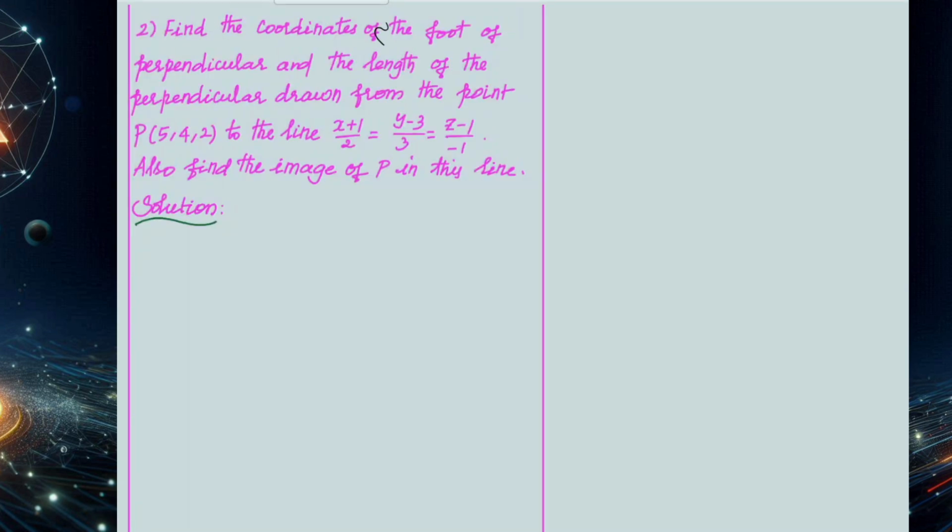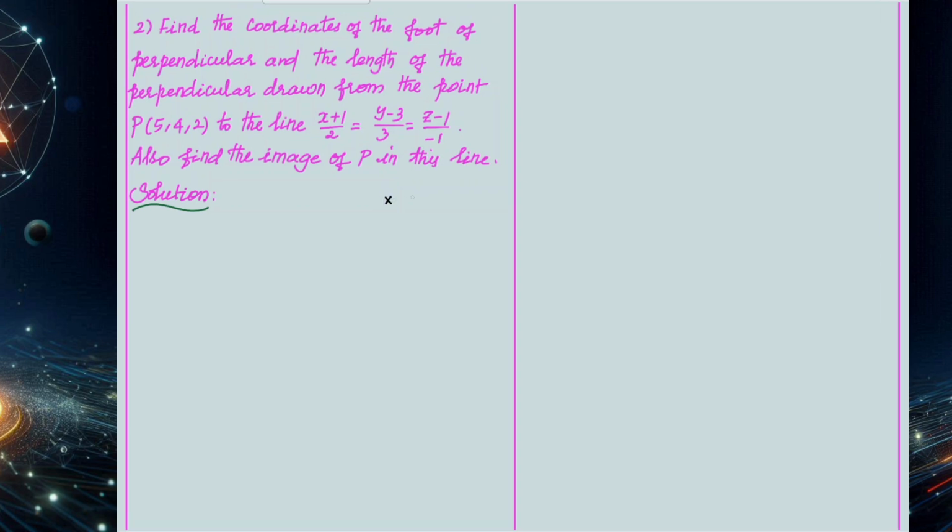Find the coordinates of the foot of the perpendicular and the length of the perpendicular drawn from the point P(5, 4, 2) to the line (x plus 1) divided by 2 equals (y minus 3) divided by 3 equals (z minus 1) divided by minus 1. Also find the image of P in the line.